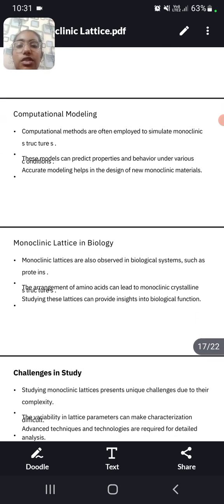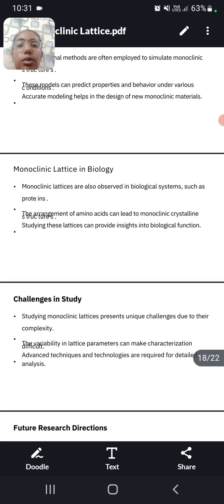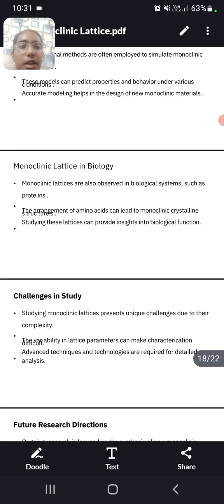Next is computational modeling. Computational methods are often employed to simulate monoclinic structures. These models can predict properties and behavior under various conditions. Accurate modeling helps in the design of new monoclinic materials.